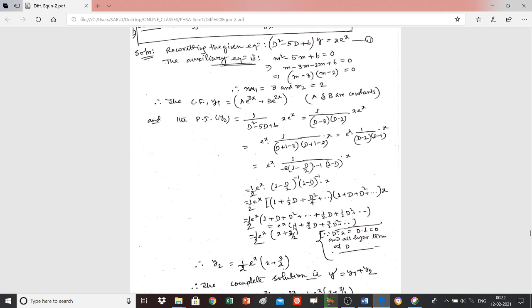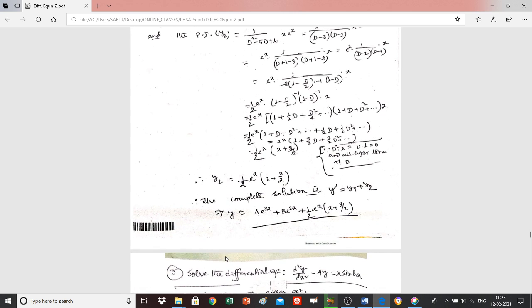So finally we get half e to the x, x plus 3 by 2. Okay, because D squared of x, the first derivative will give you 1 and then another derivative is 0, and all higher terms also. So finally you get y2 is equal to half e to the x, x plus 3 by 2. So the complete solution is y is equal to y1 plus y2, or y is equal to a e to the 3x plus b e to the 2x plus this half e to the x, x plus 3 by 2.